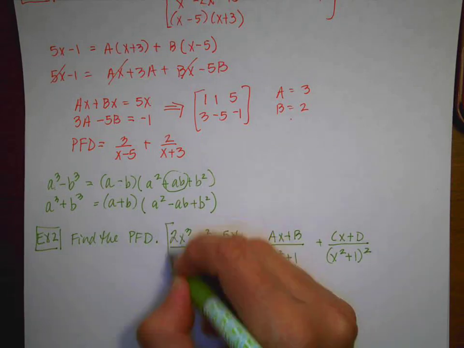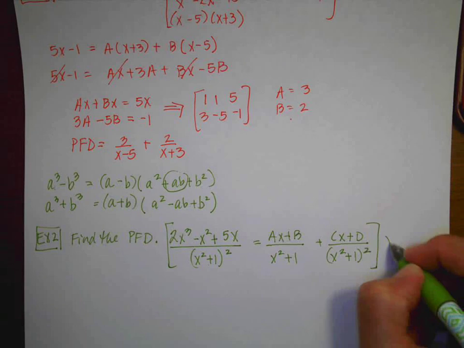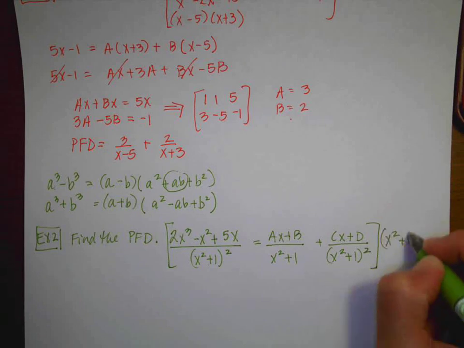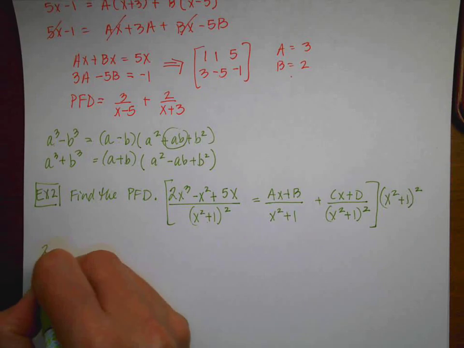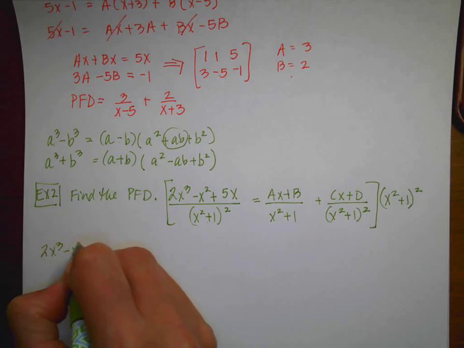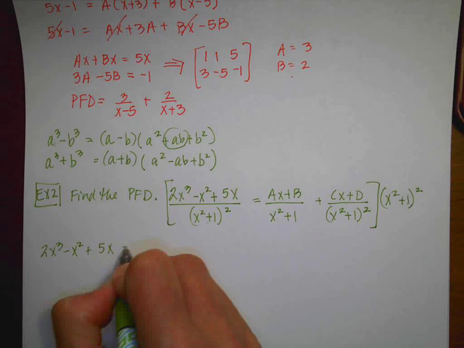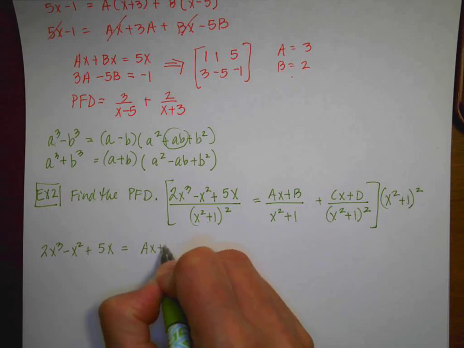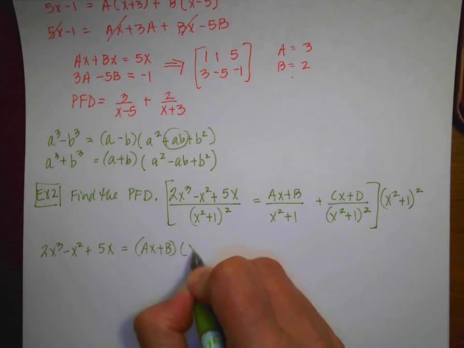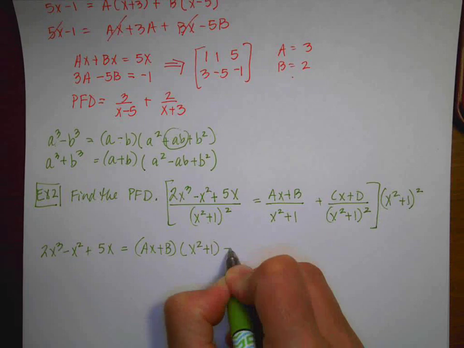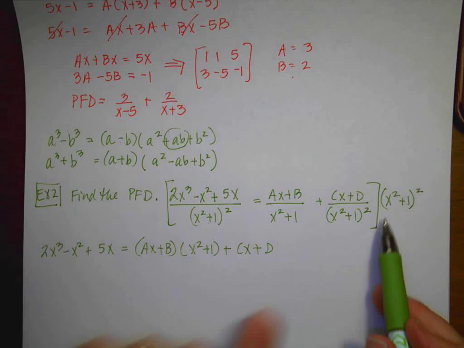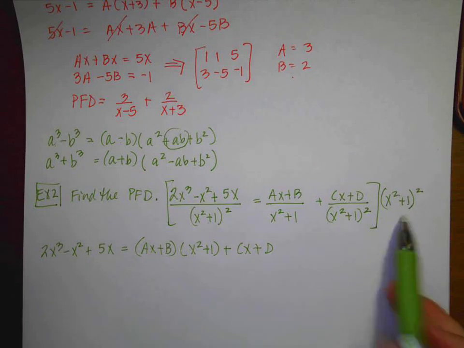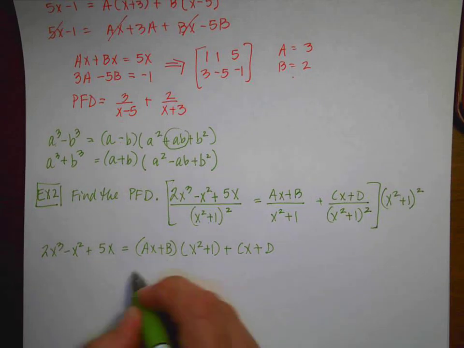Okay, so it's not so bad. And then I'm going to multiply by the original denominator, x squared plus 1, squared. On the left-hand side, I get my numerator, 2x cubed minus x squared plus 5x. The Ax plus B needs one of those factors, and the Cx plus D needs nothing because it already has both, so they just cancel.